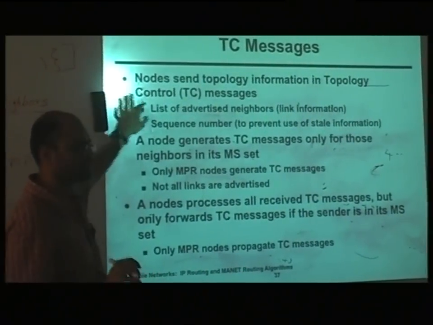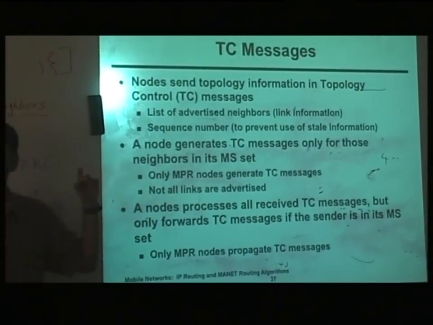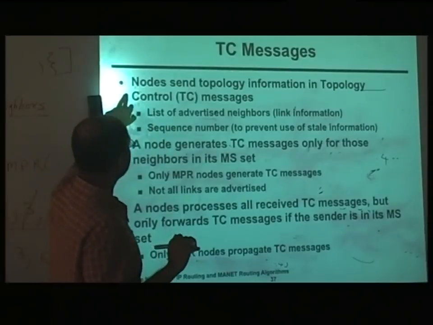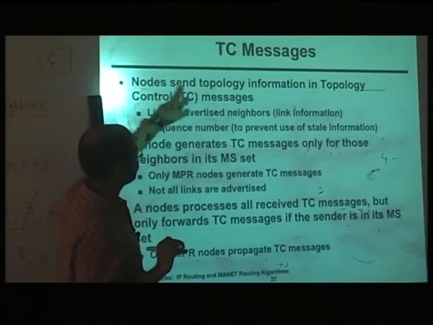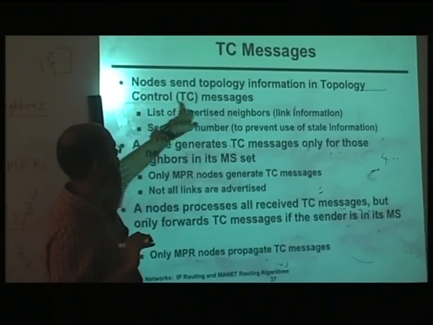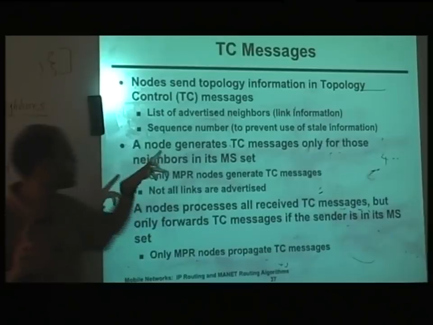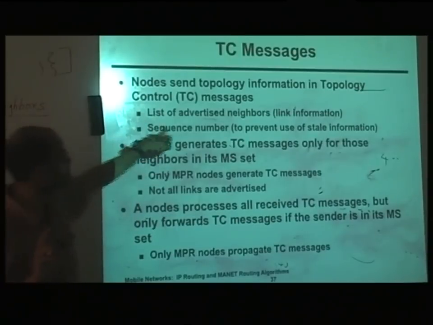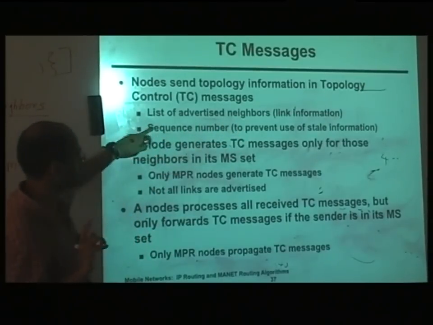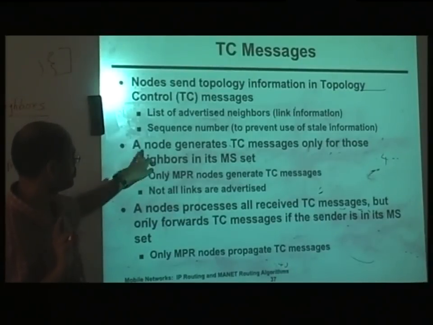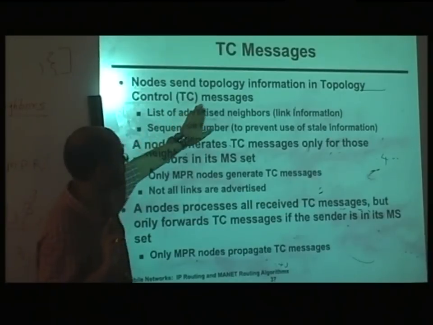Now after this we don't have a routing table. Our final goal is the routing table. So what does every node do? Nodes send topology information in a message called TC message, topology control message. It carries a list of advertised neighbors and a sequence number. So this is easy: list of advertised neighbors, sequence number.